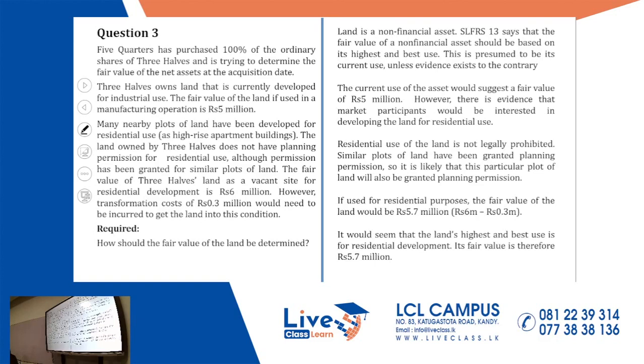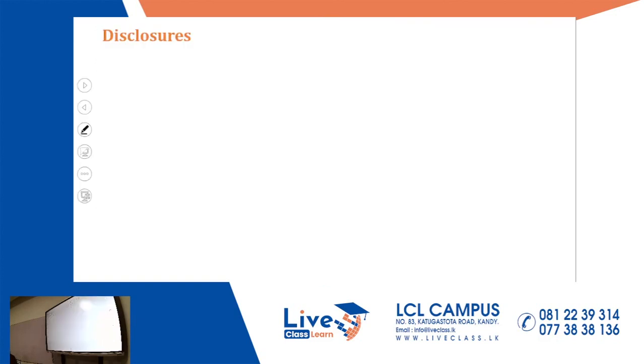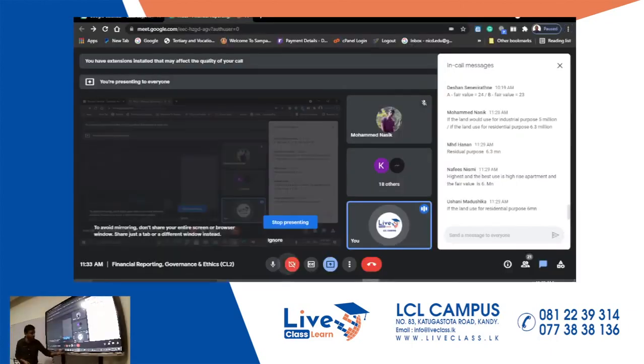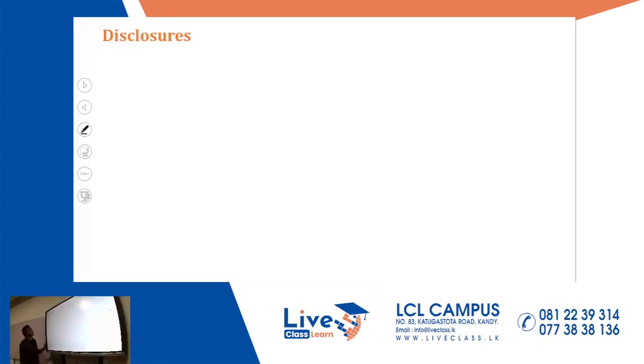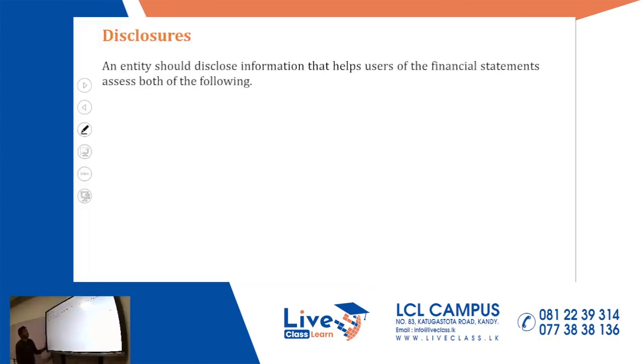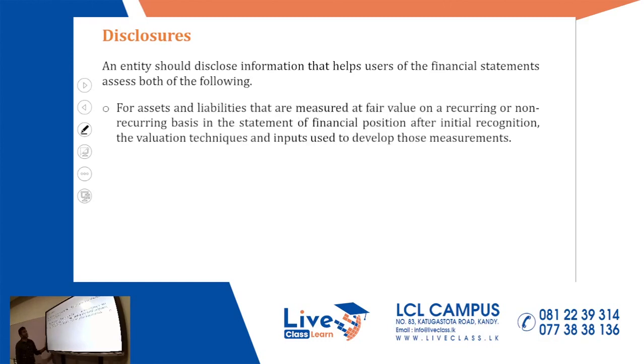Right, done. Okay, so we have covered almost all what we are supposed to, and finally we want to look at what are the disclosures that we should make in the financial statement. Entity should disclose the following that helps user of the financial statement to assess both the following: for assets and liabilities that are measured at the fair value on recurring or non-recurring basis in the statement of financial position after initial recognition, the valuation techniques and the inputs used to develop these measurements.